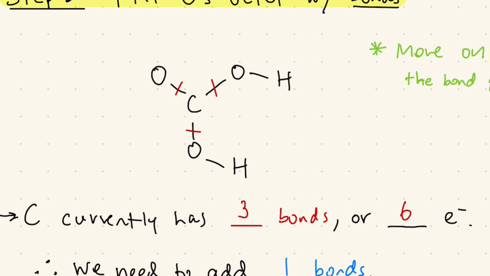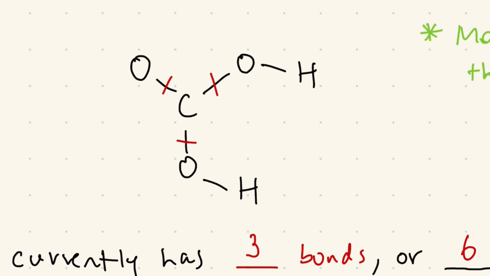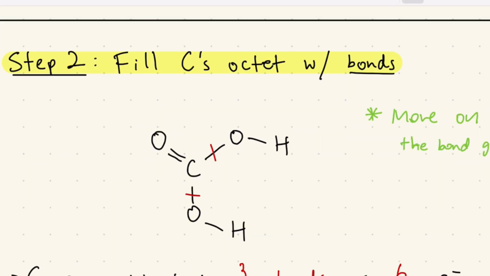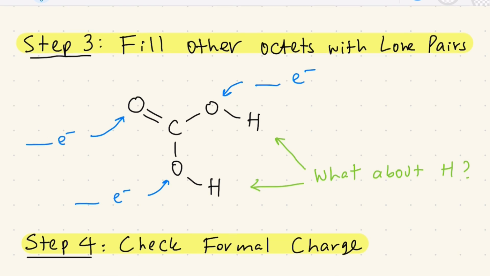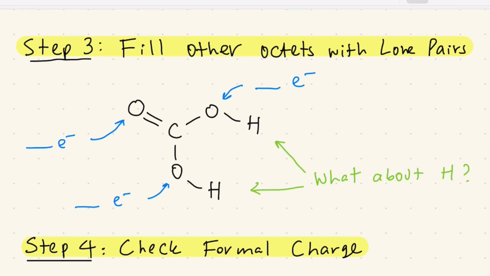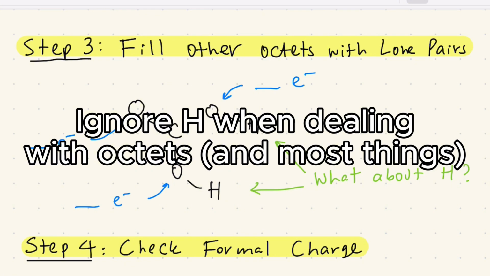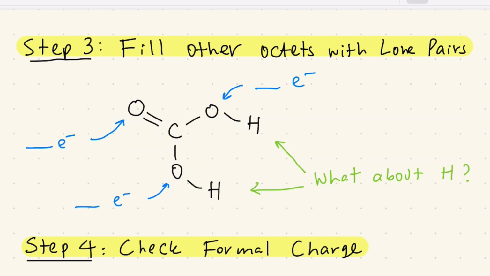And we'll have more on exactly where that bond needs to go when we talk about minimizing formal charge in a later part of this video. But for now, I'm going to put that bond in between the carbon and this hydrogenless oxygen. Okay, step 3. Now we have to address the octets of the rest of the atoms in this molecule. And for this, we can always ignore hydrogen because it's unique in that it only ever needs 2 electrons or 1 bond instead of the normal 8. So we're just worrying about the oxygens here.